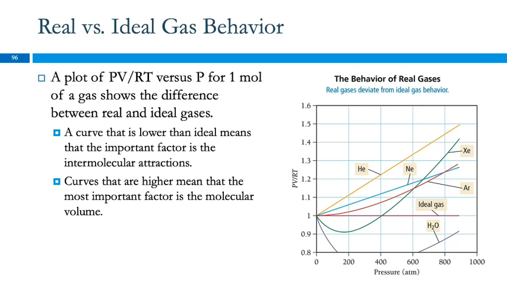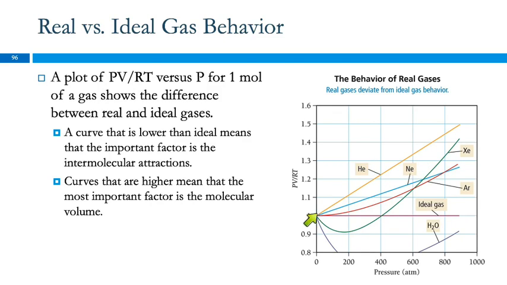Here we've got a graph of PV over RT, which is equal to n, versus pressure for gases, for 1 mole of a gas. So for an ideal gas, PV over RT is 1 all the way across. For real gases, sometimes it's lower and sometimes it's higher.